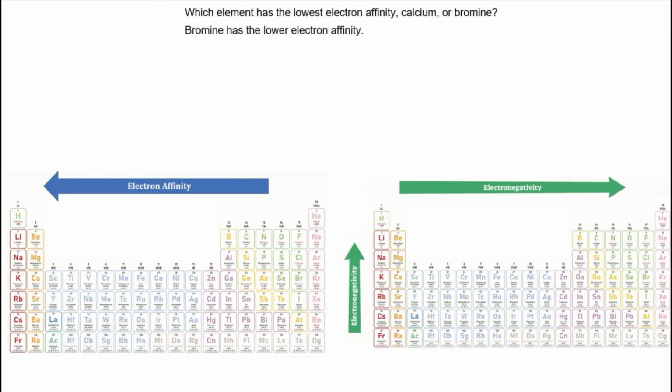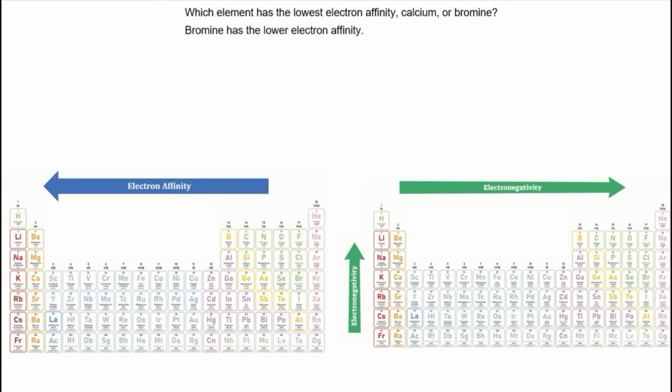Now switching over to electronegativity, we have our trends here. Electronegativity increases as we move left to right, and also increases as we move from the bottom of the periodic table to the top. The thing that helps me remember this trend is fluorine is the element with the largest value for electronegativity. It is the most electronegative element on the entire periodic table.